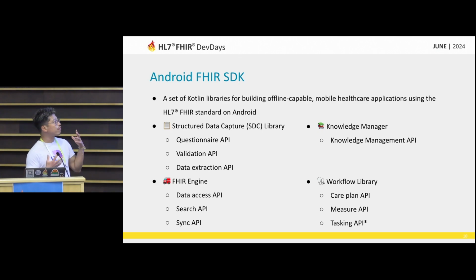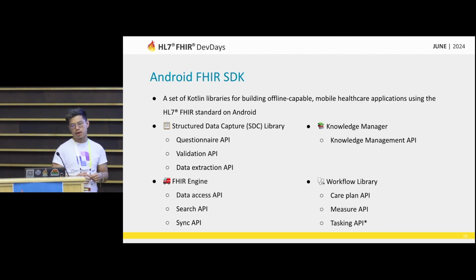So now we have 4 components. The first one, and probably the most mature one, is the structured data capture library, the SDC library. So with this library, you can take FHIR questionnaires and then generate Android UI. We have found that this is a really, really huge productivity boost for developers. Android devs really love this, to take FHIR resources that have been authored already and then create the Android apps.